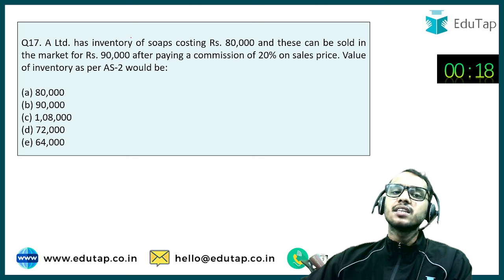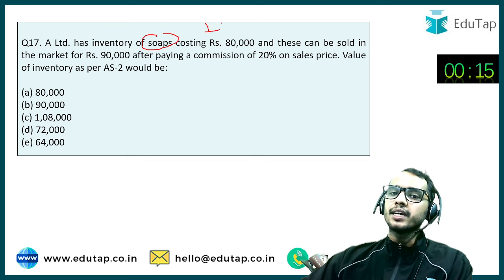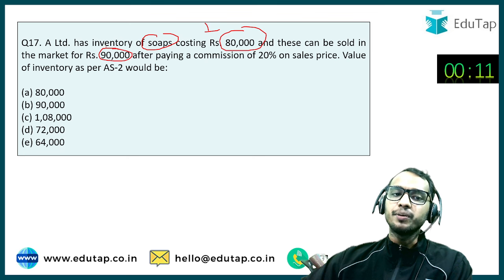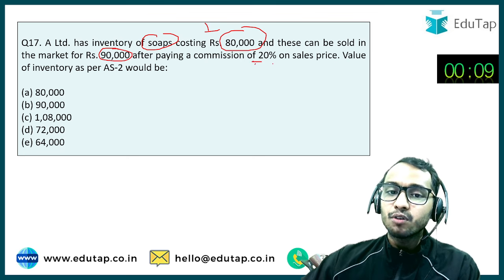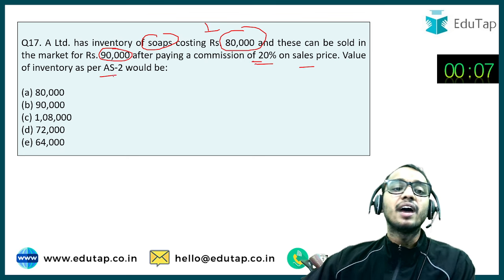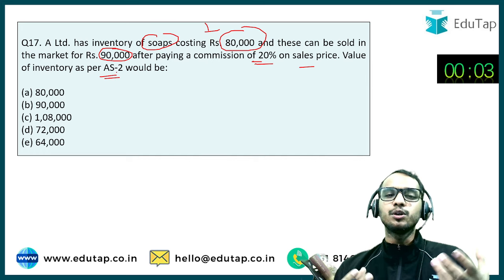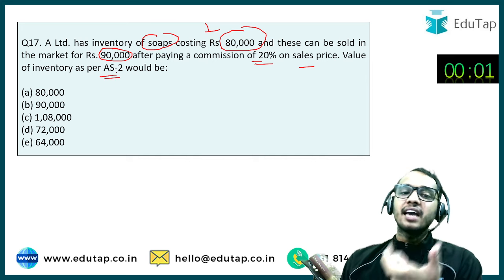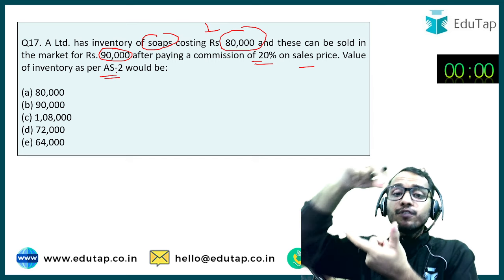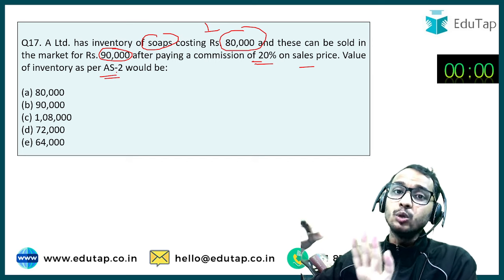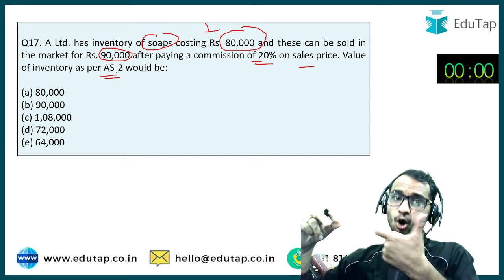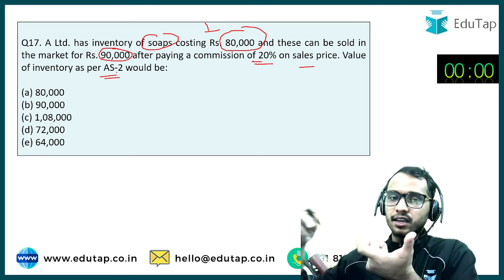A Limited has inventory of soaps costing 80,000 rupees and these can be sold in the market for 90,000 rupees after paying a commission of 20% on sale price. Value of inventory as per AS2. So accounting standard 2 says that whatever inventory you are going to carry, you are going to carry it at the lower of cost and net realizable value. Understand this very carefully. Lower of cost and net realizable value.